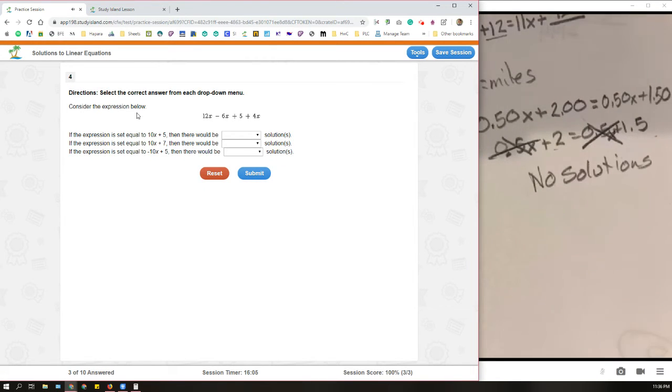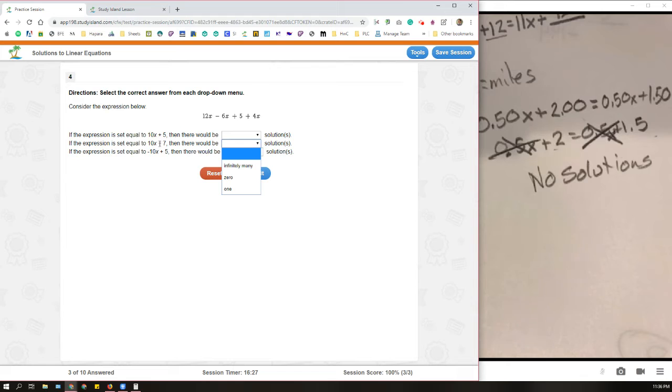All right, consider the expression below. 12x minus 6x plus 5 plus 4x. So this is an expression. That's something you might find on one side of an equation. If the expression were set equal to 10x plus 5, then there would be how many solutions? 0, infinite solutions, or 1.